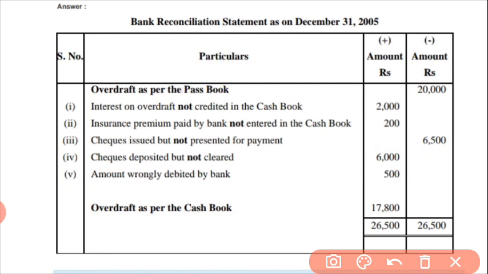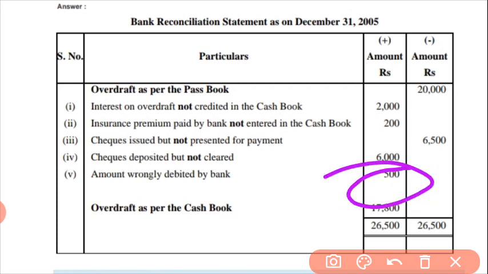After that, the next thing: amount wrongly debited by the bank. Do you know what is the meaning of amount wrongly debited by the bank? Wrongly means that by mistake the bank deducted from our balance. Whenever the bank deducts by mistake, our passbook balance is reduced, but once the error is corrected, our passbook will be corrected. So here we will record this entry in the plus item.